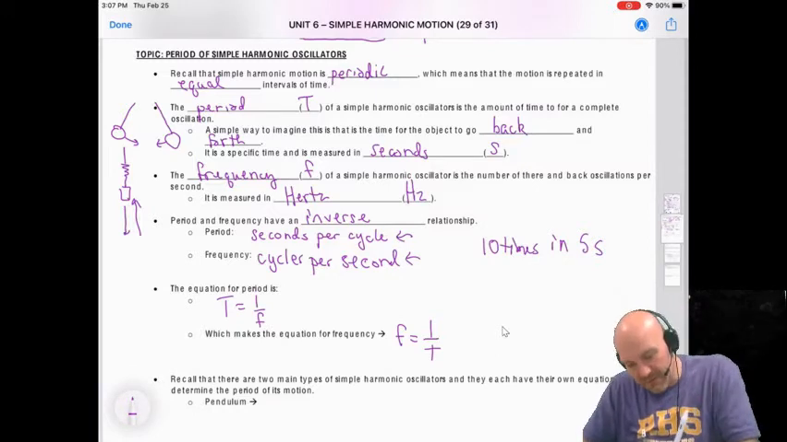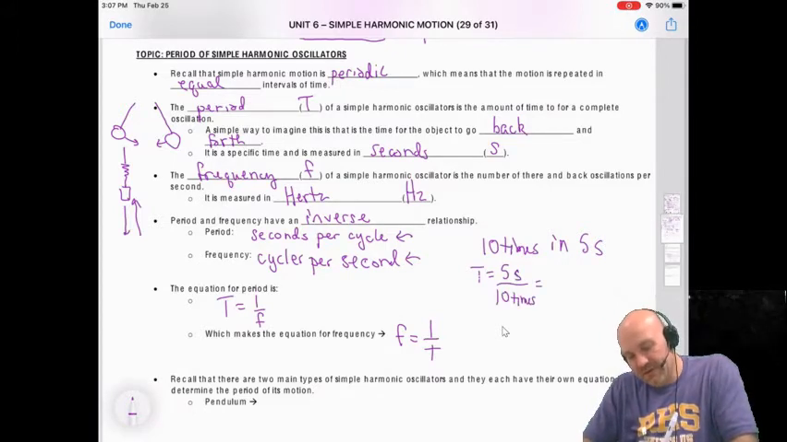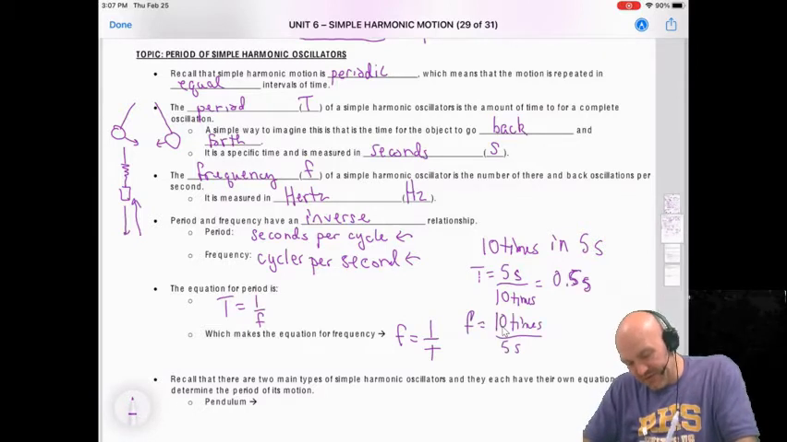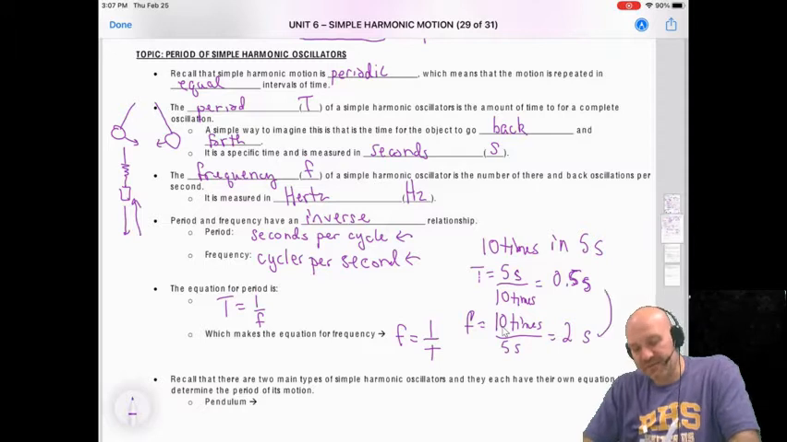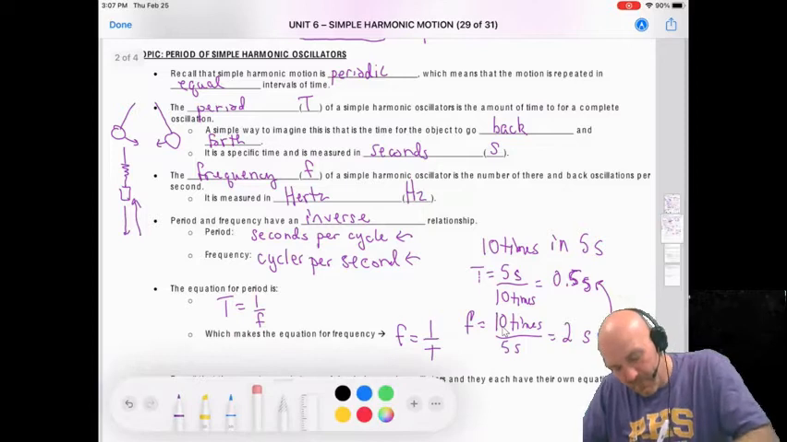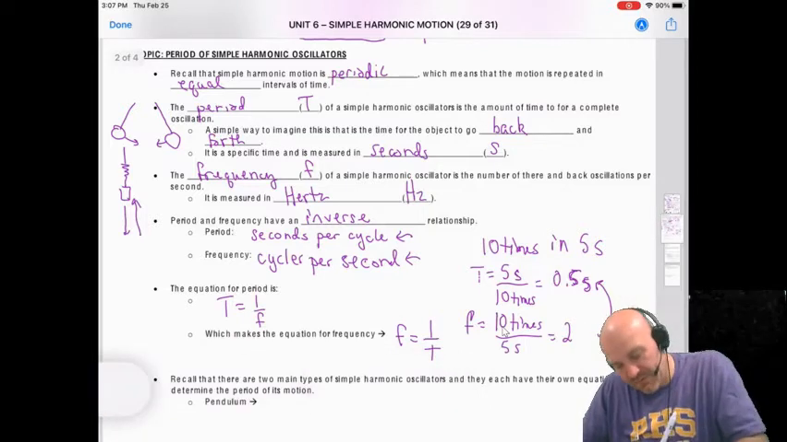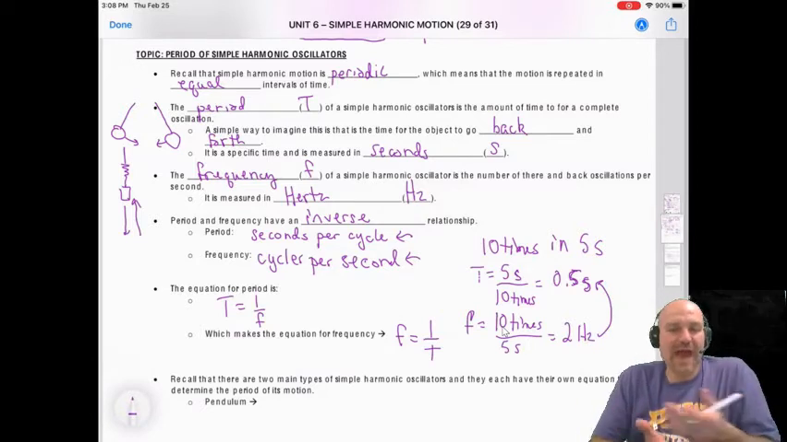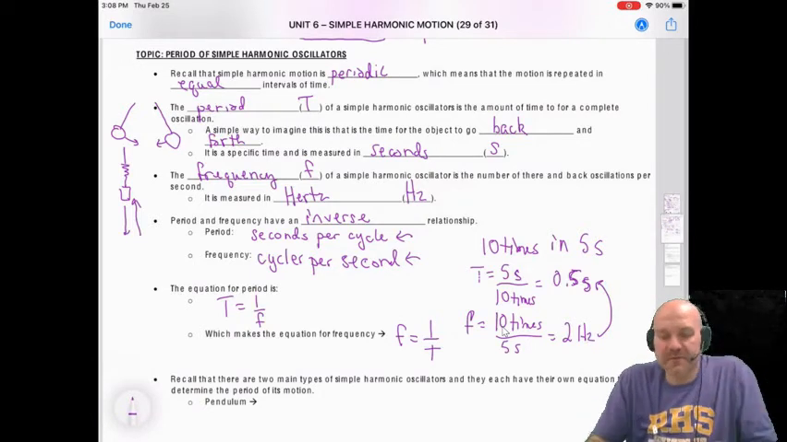So if I want to find the period, it does 10 cycles in 5 seconds, so my period would be half a second. My frequency, it goes 10 cycles in 5 seconds, so it's 2 hertz. Sorry, not 2 seconds, but 2 hertz. The unit for frequency is hertz. So what does that tell me? Half is 1 over 2. It's an inverse relationship.